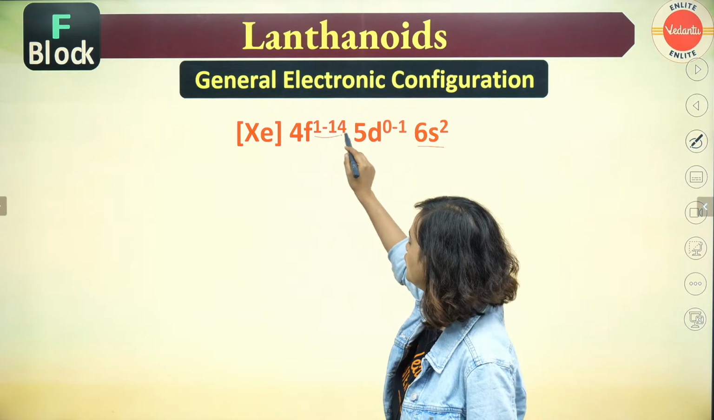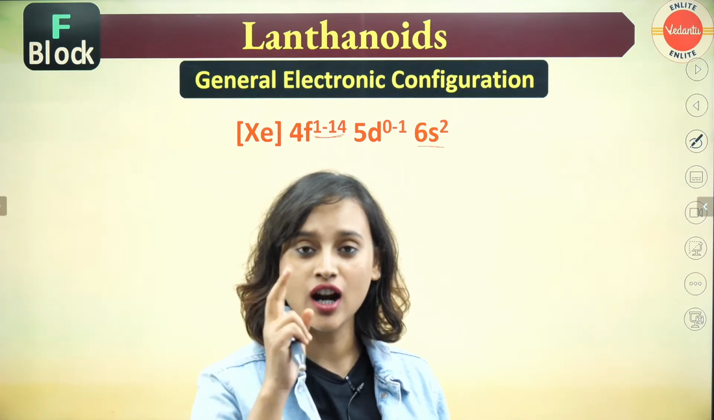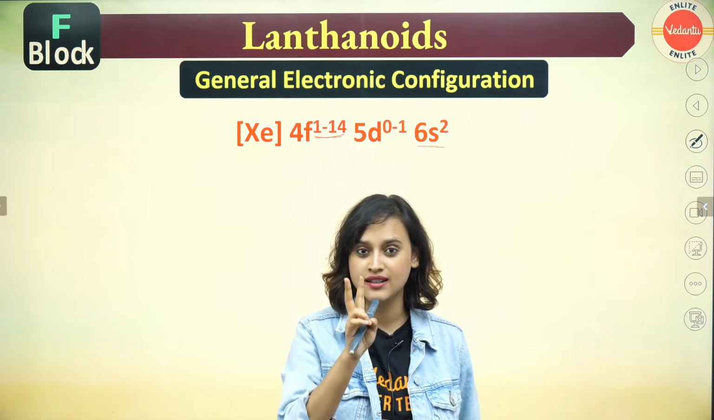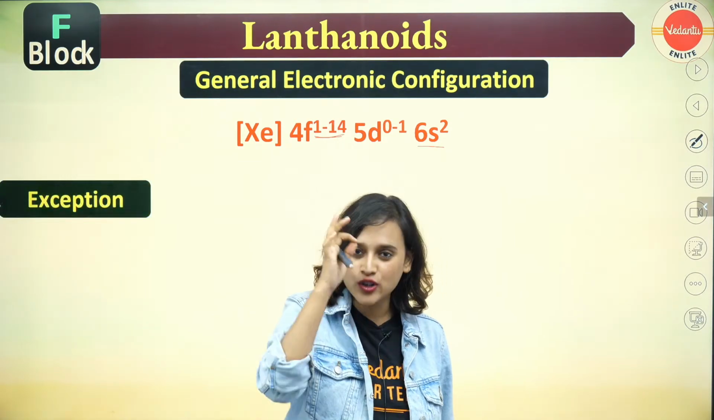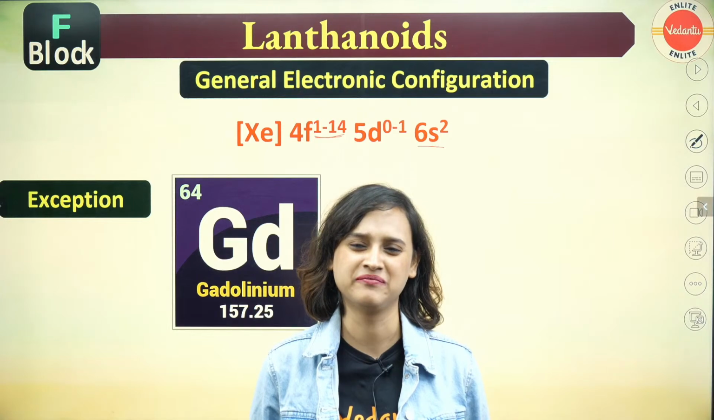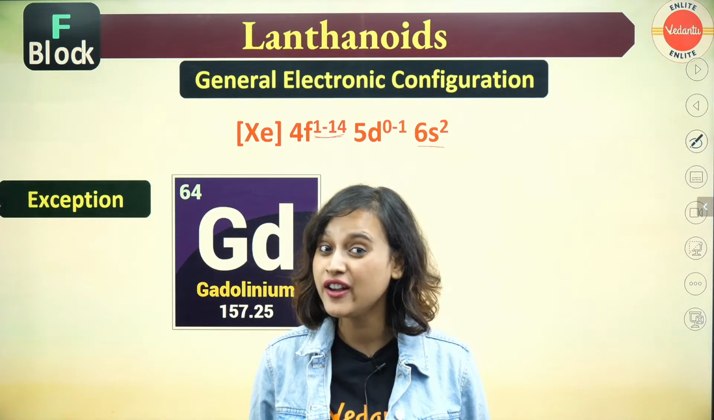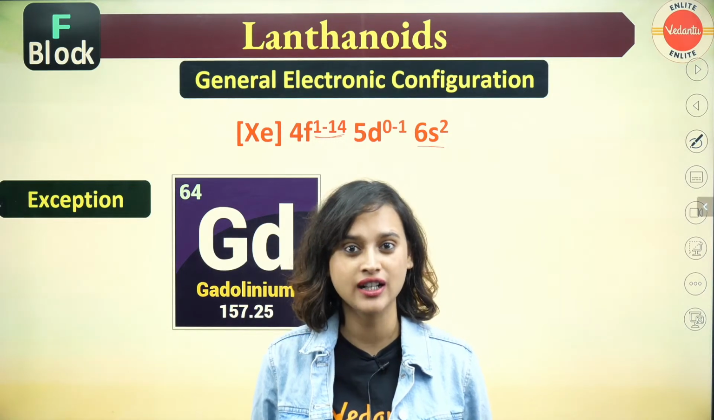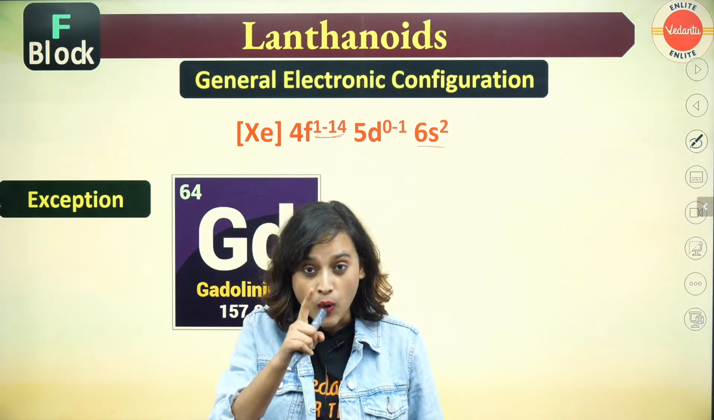Now, it is written as 1 to 14. But what if I tell you there are two numbers that do not exist? Do you know which ones? It is 2 and 8 that do not exist. The moment there is f2 or f8, d comes in and says, give me one. D does not allow it. The moment f has 2 electrons or 8 electrons, d will be like, please give me one. It will take. Why? Let's see.